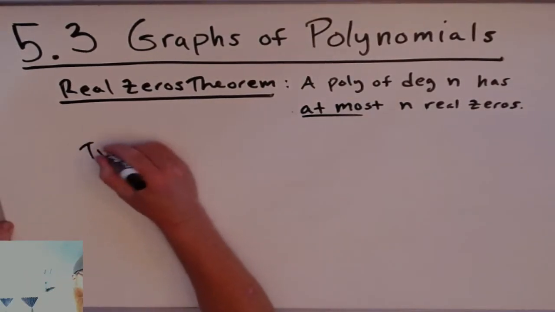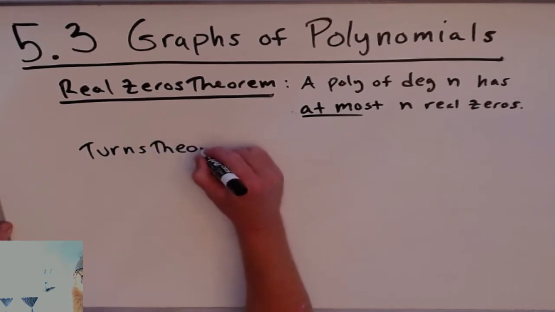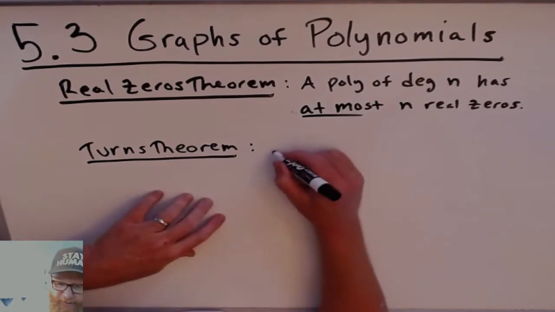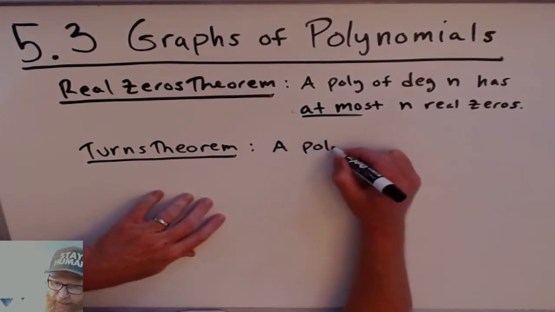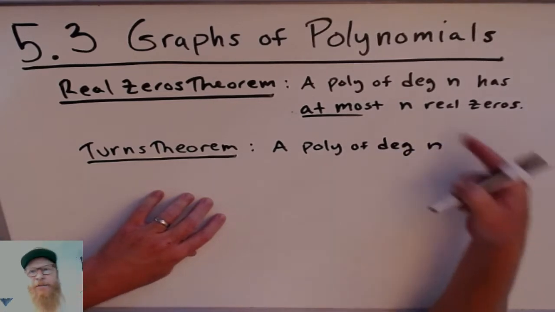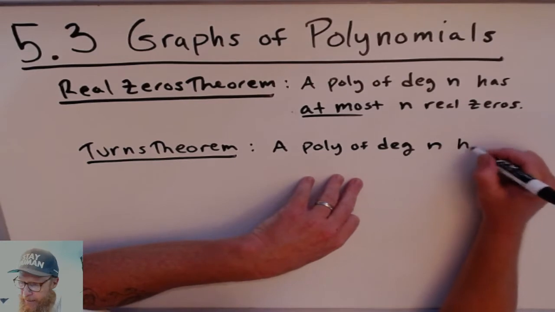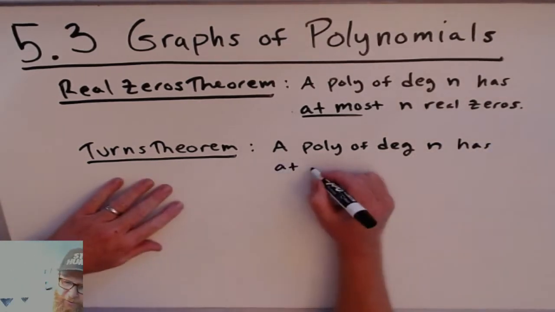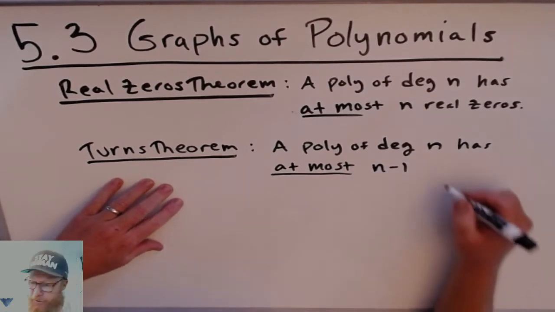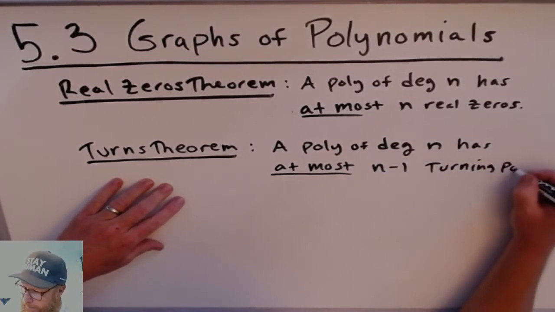And then we have the Turns theorem, which says that a polynomial of degree n, I'm just abbreviating deg for degree n, I'm running low on space, has at most n minus 1 turns, or turning points.